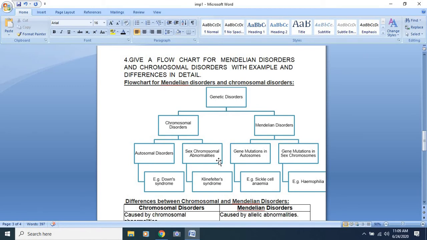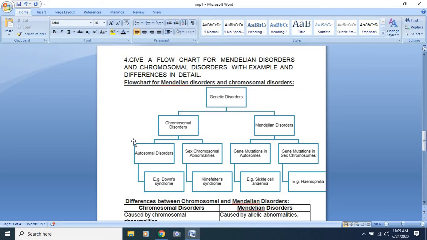And in sex chromosomal abnormalities we have seen Klinefelter and also Turner syndrome. Okay, now next is Mendelian disorder. Here the two categories are gene mutations in autosomes and gene mutation in sex chromosome. In gene mutations in autosomes, we have the example of sickle cell anemia, in which the RBC becomes sickle shaped, and for gene mutation in sex chromosome we have the example of hemophilia. Okay, now this is the particular flow chart.